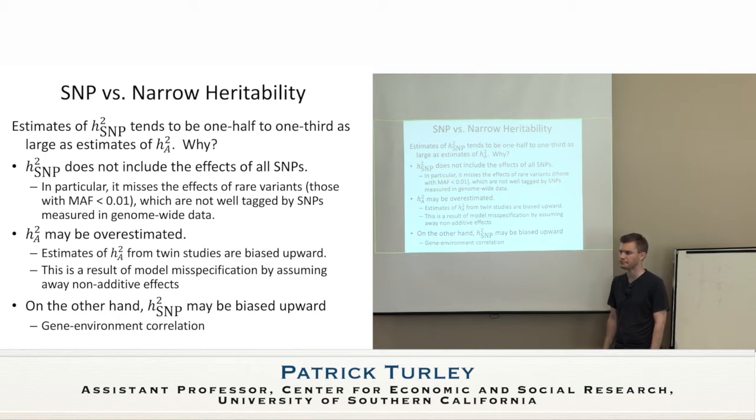Well, for height, the estimates are that epistasis does contribute some of the variance, whereas dominance doesn't contribute any.